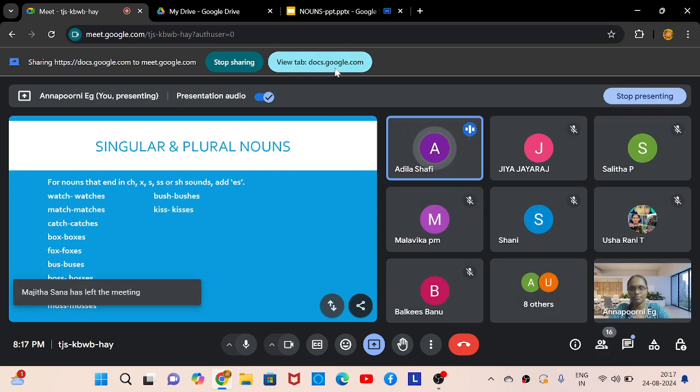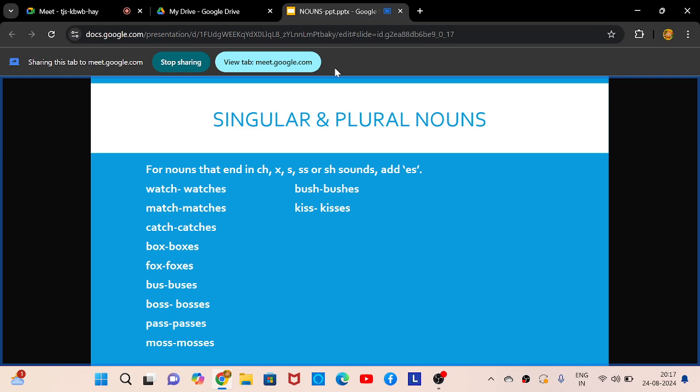Watch, watches, match, matches, catch, catches, box, boxes, fox, foxes, bus, buses, boss, bosses, pass, passes, moss, mosses, bush, bushes, kiss, kisses.